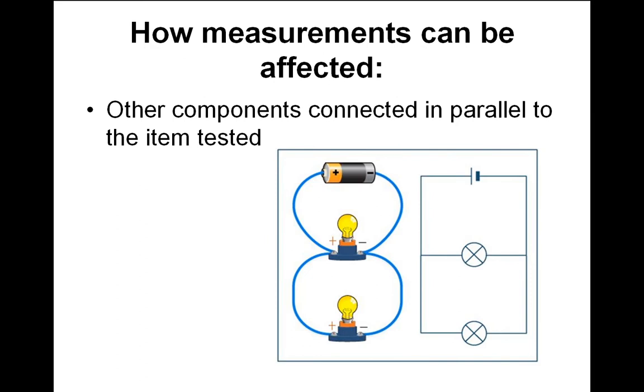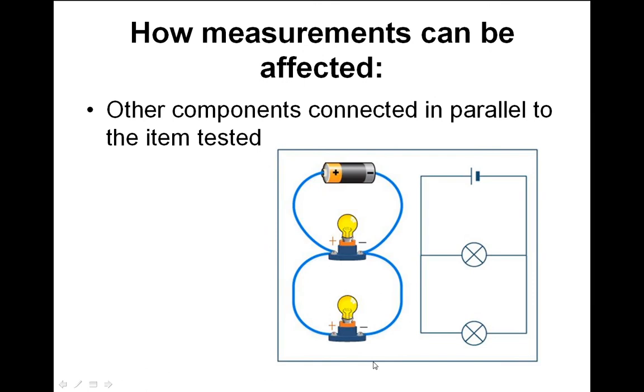Okay. Measurements can be affected by other components connected in parallel to the item tested. That's one of the first aspects where measurements can be affected. So we've got a battery here and two LEDs, and these two LEDs are just to show you what parallel connection means. They are connected in parallel to one another. If I put a meter across, a meter that's not very good, effectively it would be like another bulb in the circuit. So some current is drawn from this circuit, and that will affect the reading as well.